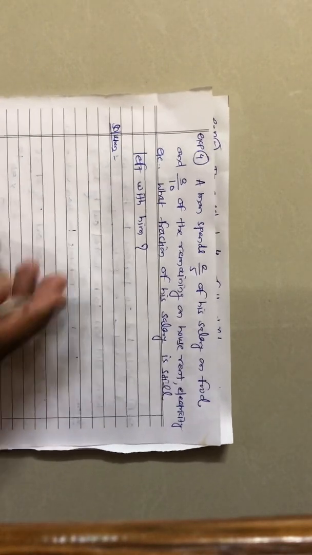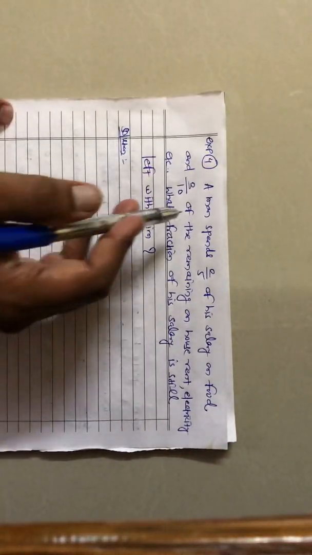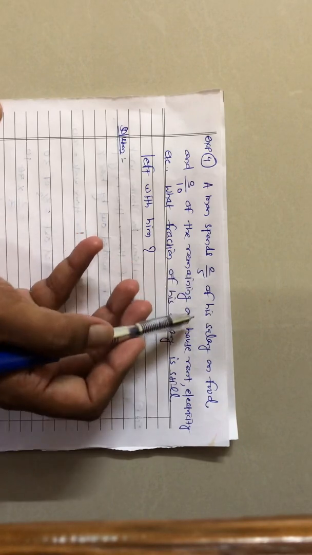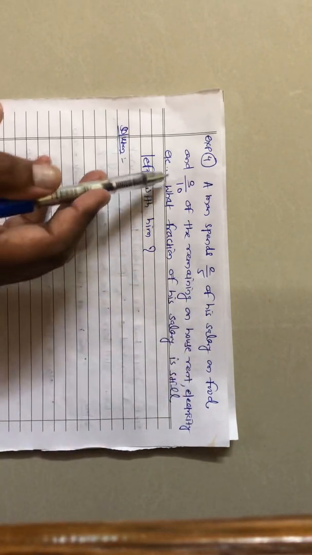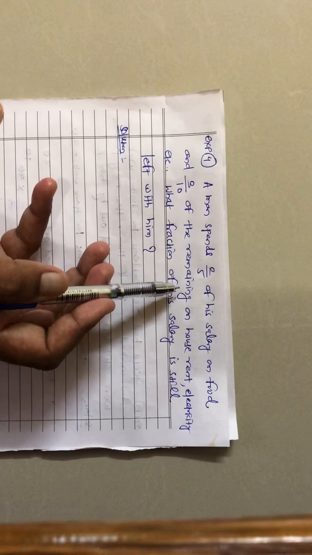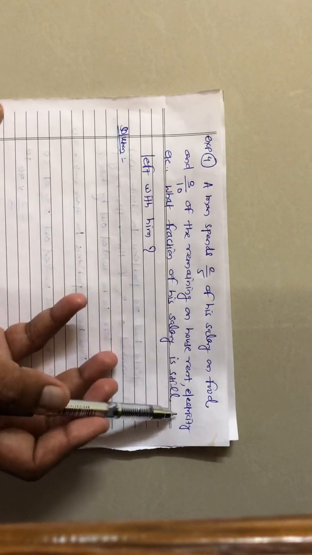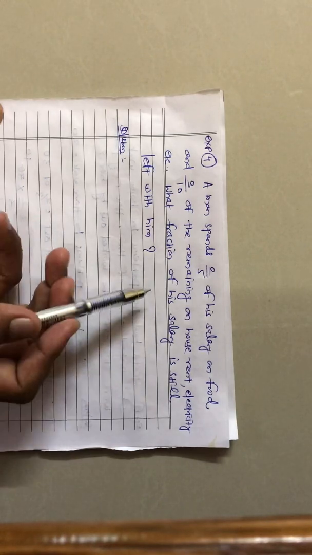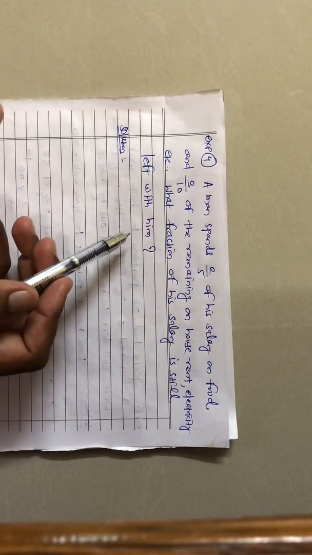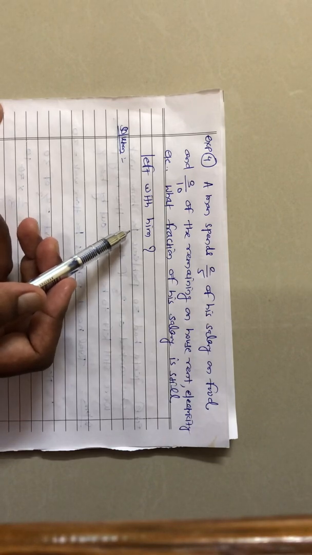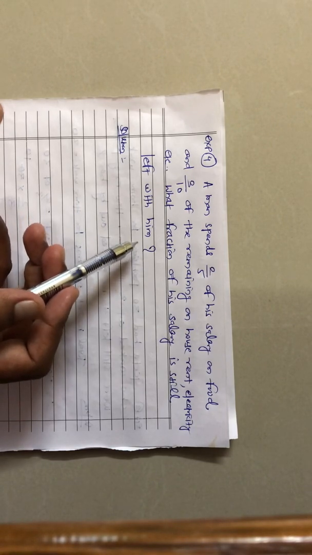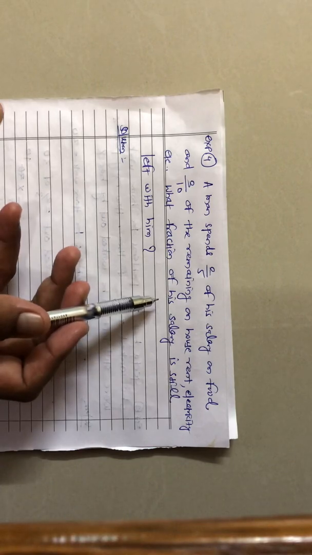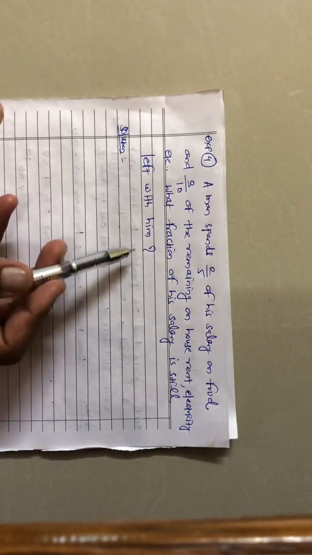Example 4. I'll read. A man spends 2 upon 5 of his salary on food and 3 upon 10 of the remaining on house rent, electricity, etc. What fraction of his salary is still left with him? So we have to find out in fraction how much salary is still left with him.